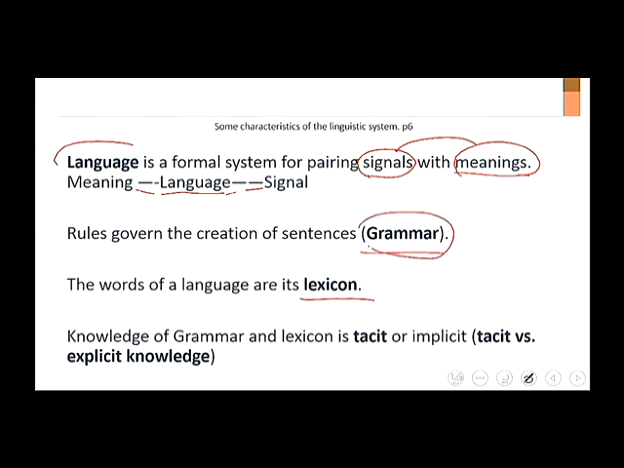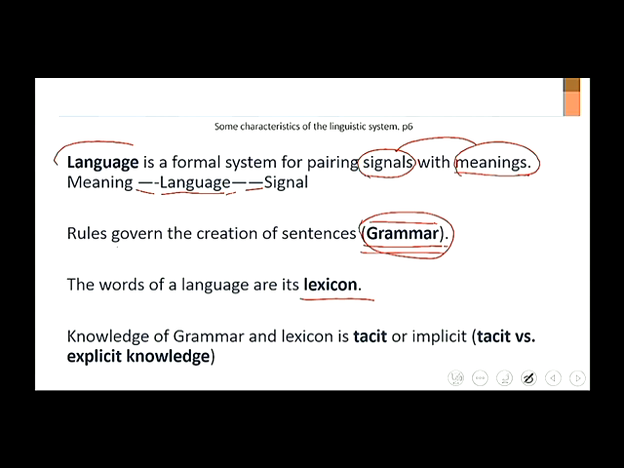Then we have grammar. Grammar is a very important component of language. Without grammar, in fact, language is not what we know, what it is. All right, so what is grammar? What is the definition of grammar? Grammar, or let's say rules that govern the creation of sentences. So how sentences are made? When we talk about the rules that govern how sentences are made or created, then we talk about grammar. All right, I think also this is a very basic word that we all know. Just wanted to make sure that we know what we are talking about.